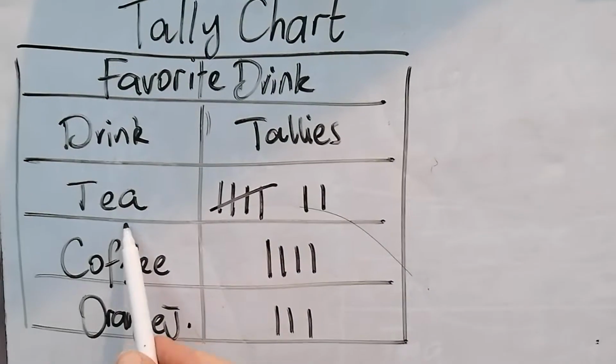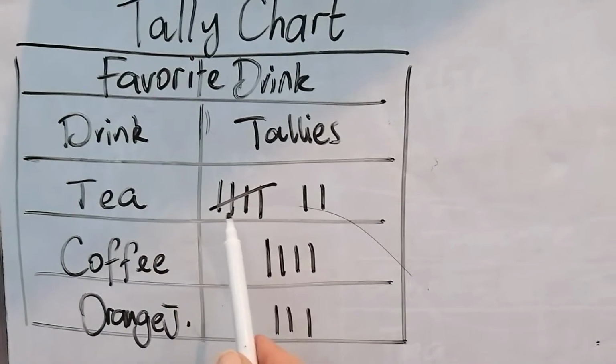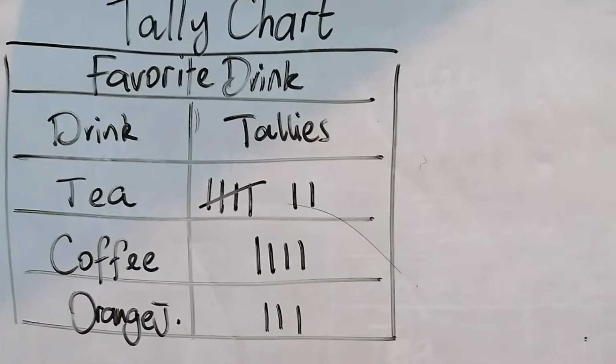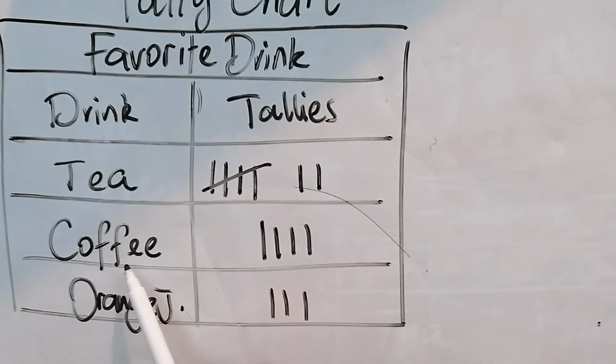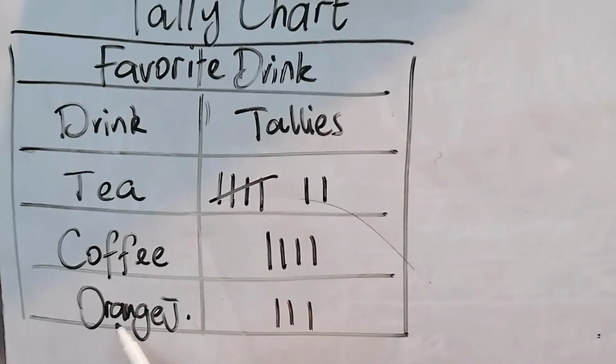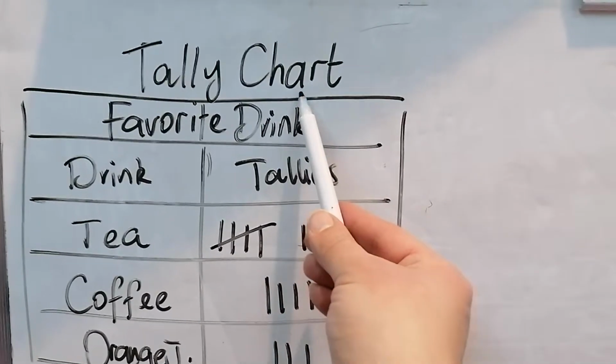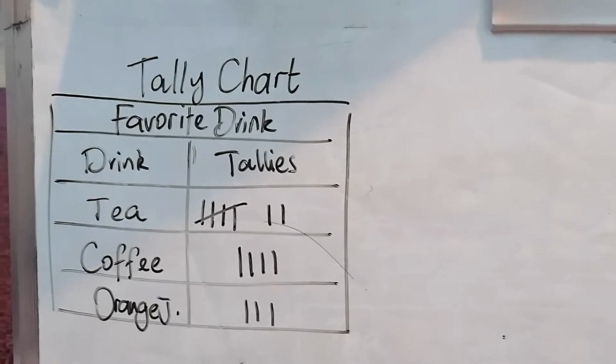Okay, so how many people chose tea? That's a 5, remember? 6, 7. 7 people chose tea. How many people chose coffee? 4. How many people chose orange juice? 3. What did we use to represent the data? We used a tally chart.